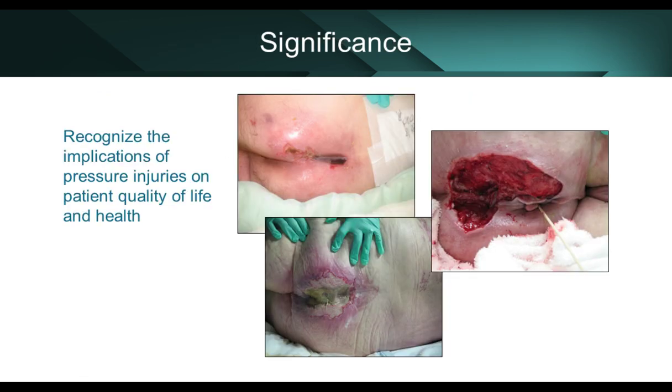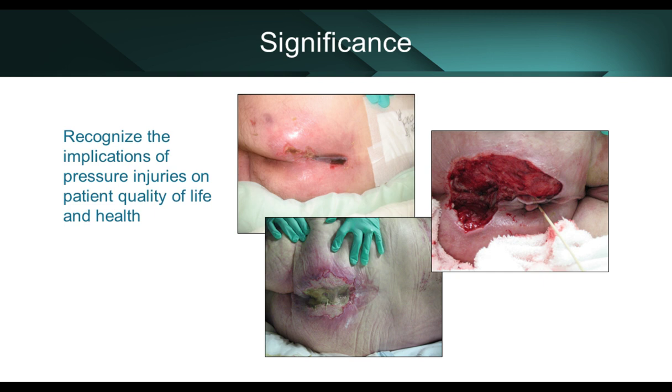But most importantly, what if this was your family member? What if this was your mother or your father or your grandparent that developed these serious pressure injuries? We need to recognize the implications of pressure injuries on not only cost, finances, outcomes, and transparency, but on the patient's quality of life and health.